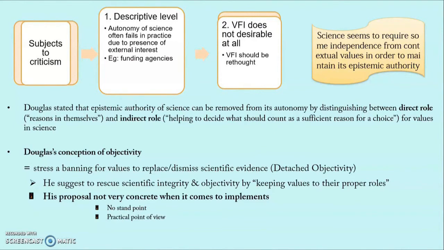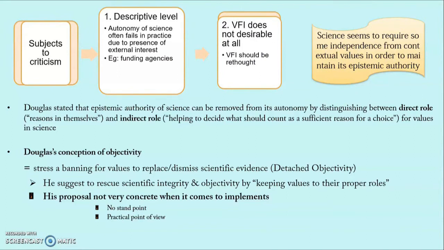Douglas stated that the epistemic authority of science can be removed from its autonomy by distinguishing between a direct role, which means reasons in themselves, and an indirect role, which means helping to decide what should count as a sufficient reason for choice for values in science. The assessment of evidence may be affected indirectly by contextual values.